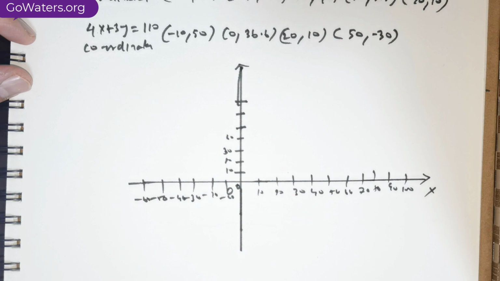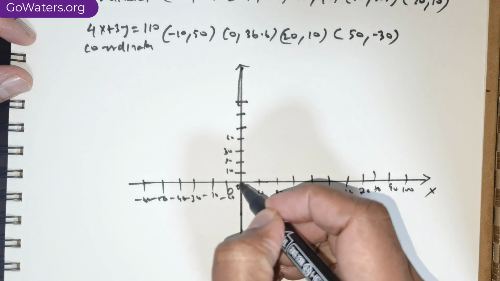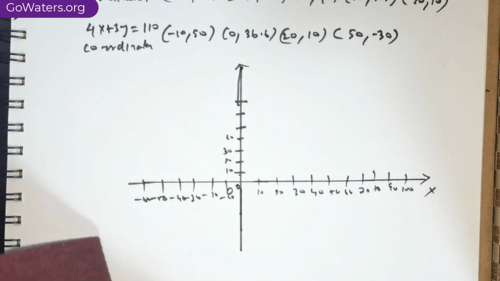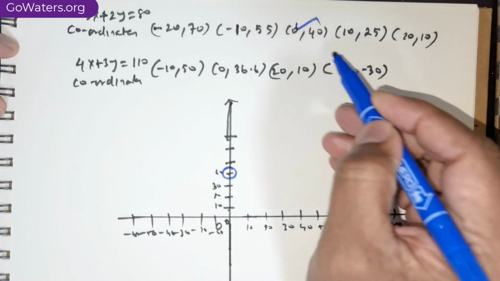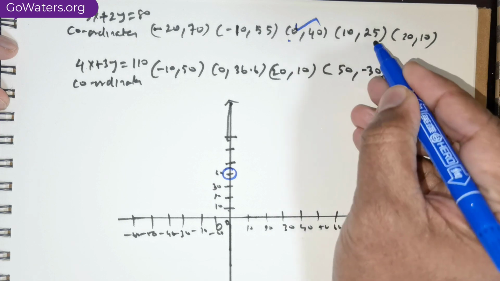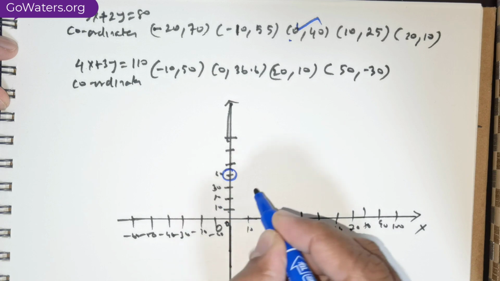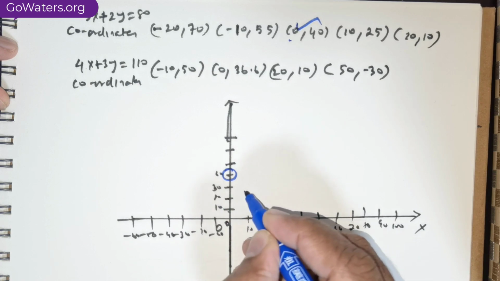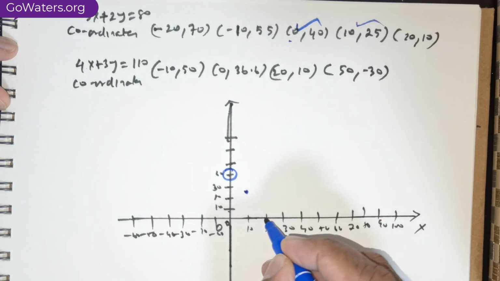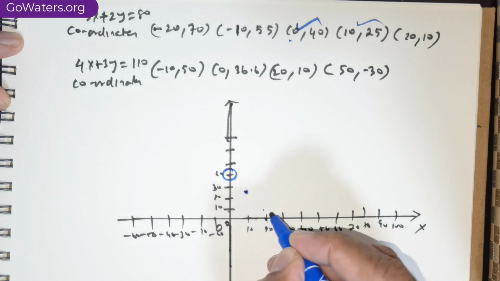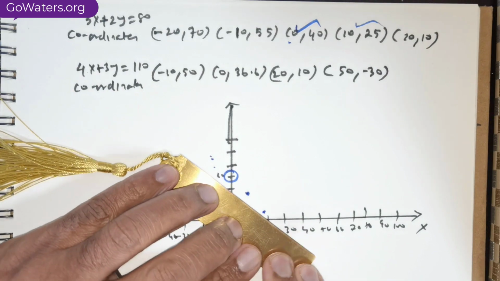I'm going to plot the first point. So 0, 40. 1, 2, 3, 4. This is going to be the point. So 0, 40 is done. Next is 10, 25. This is 20. 25 is over here. This is finished. Then 20, 10. This is going to be the point, 20 and 10. So let me just connect these points.